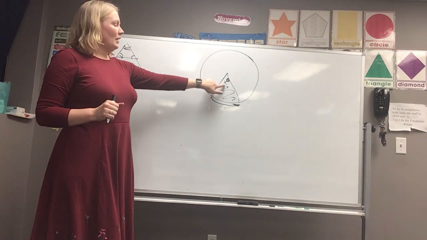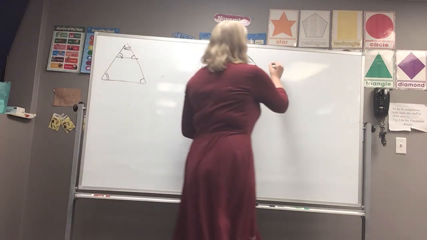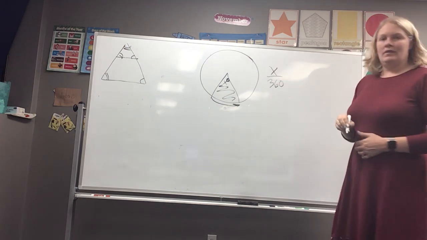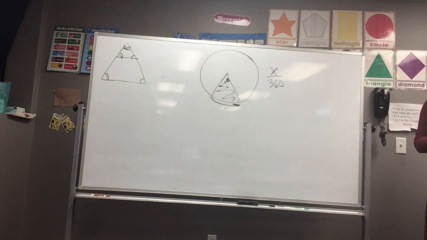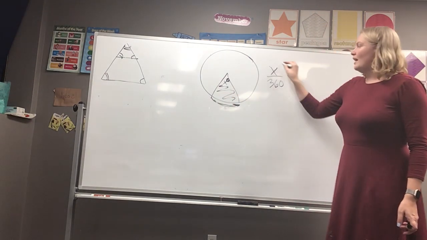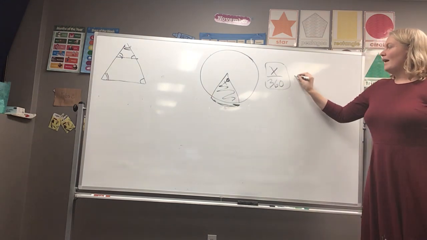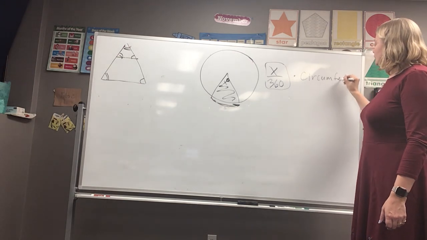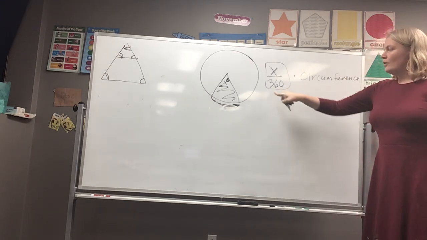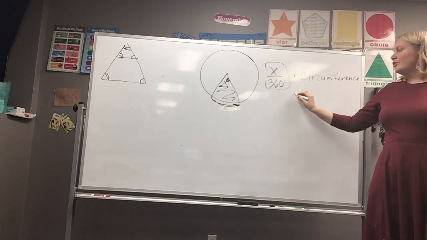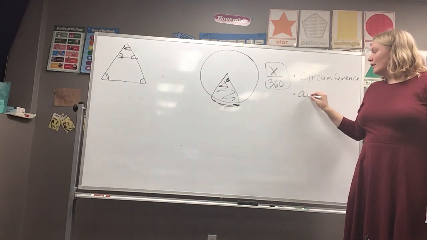So the important thing is, we're going to take this x and divide it by 360. And that's giving us the fraction of the circle, or the fraction of the circumference. So if you need the arc measure, you're going to take this fraction and multiply it times the circumference. If you need the area, you're going to take this fraction and multiply it times the area.